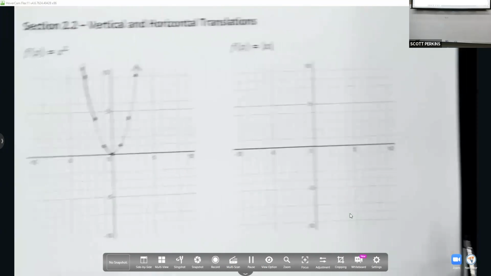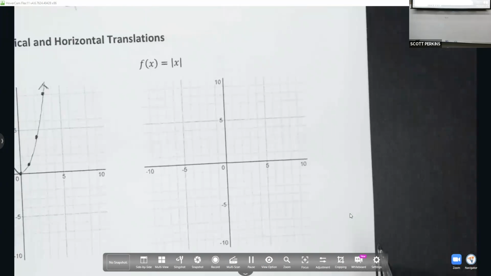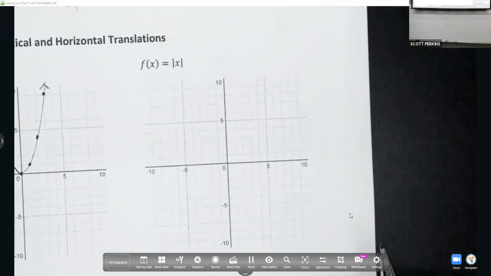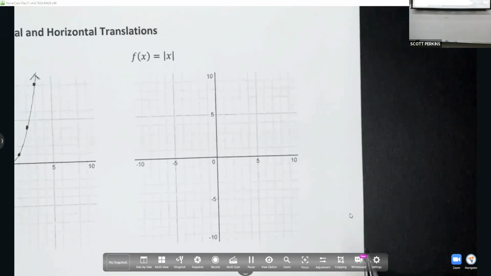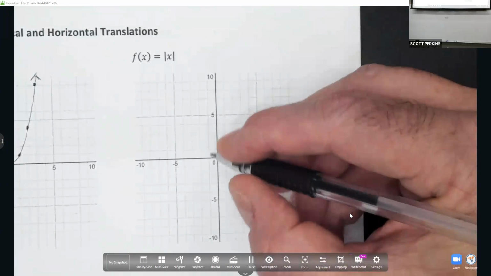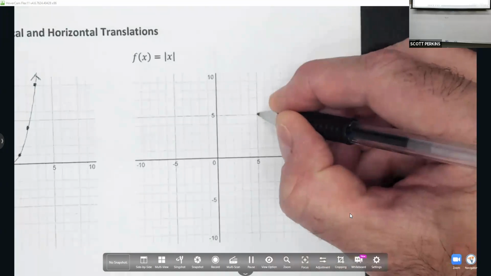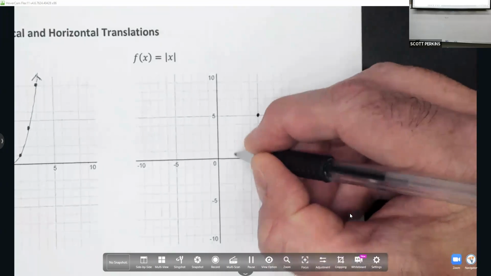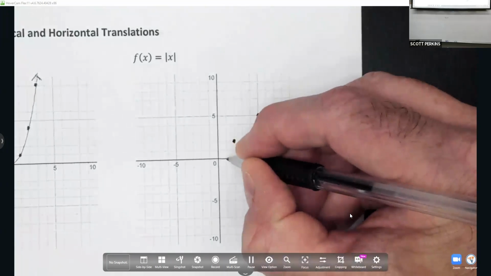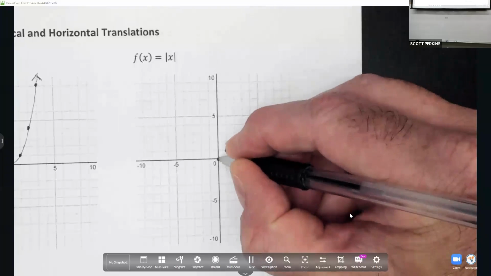All right, I'm going to move to the right. The next one's absolute value. Remember, the absolute value, what it does is it simply makes everything you put in positive. Okay, so if you put in a positive number, it stays the way it is. If you put in a negative number, it makes it positive. So if I go over 5, absolute value of 5 is 5. If I go over 2, absolute value of 2 is 2. Over 1, 1, 0, 0.